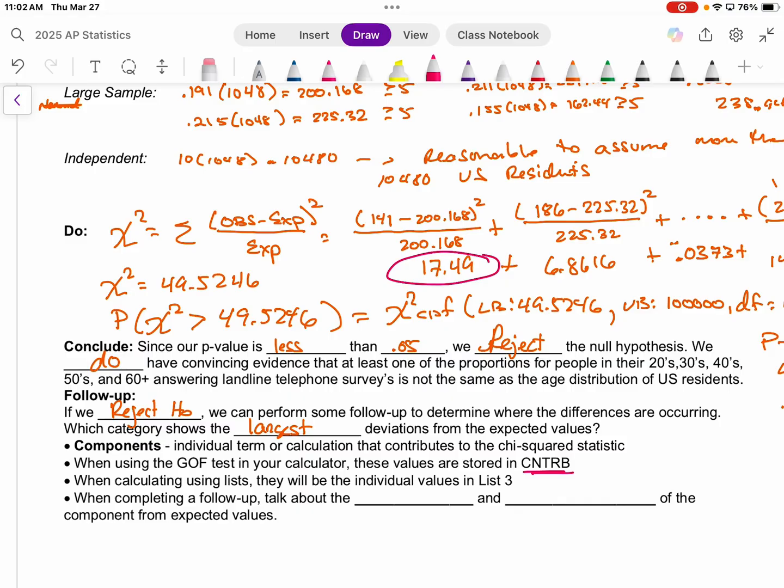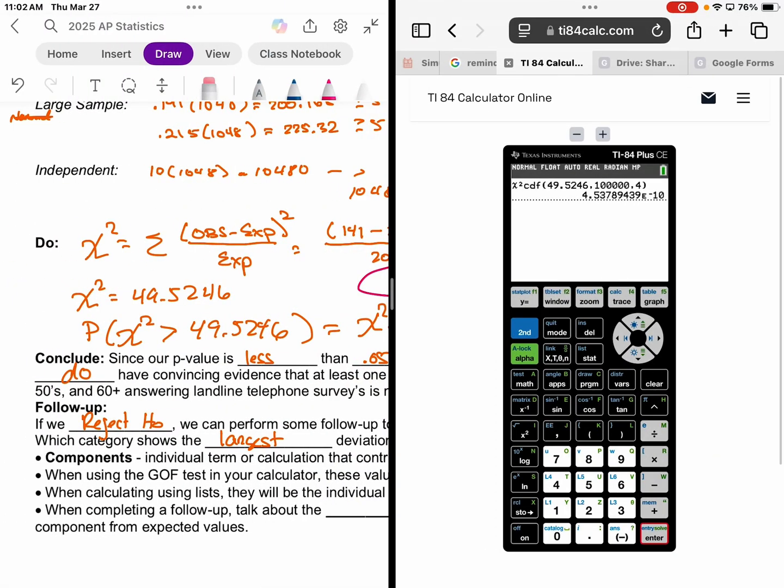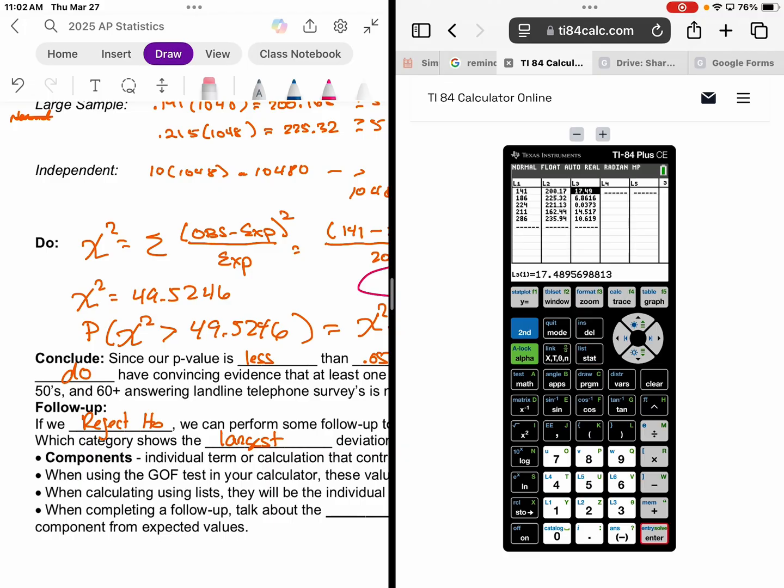Okay, remember, when we look at, hopefully it didn't reset it yet, when we look at our lists, there's our list, and if we zoomed in on L3, we could see that 17.49, that top one, had the biggest one there. So if you're choosing that way to get your stuff, you can see that column there. Which was the next age group that had the next biggest contributing factor?